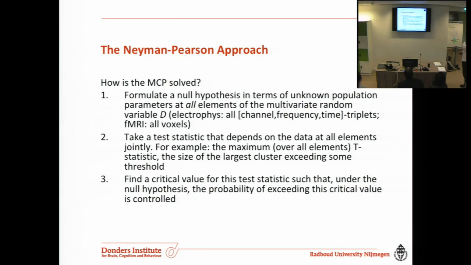Okay, now let's come to these high-dimensional data, and that brings the multiple comparison problem. Instead of having in every trial one observation or one number, you now have 275,000 numbers if you record 1 second of MEG data at a sampling rate of 1 kilohertz.